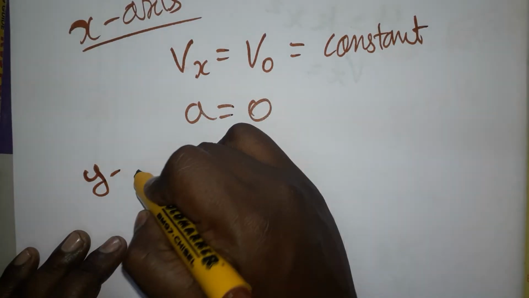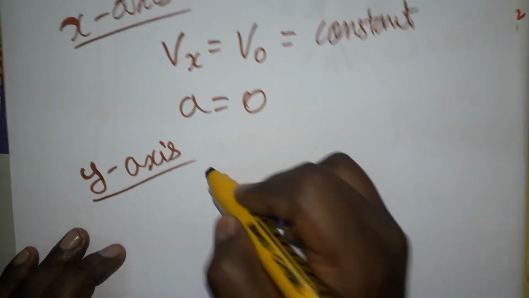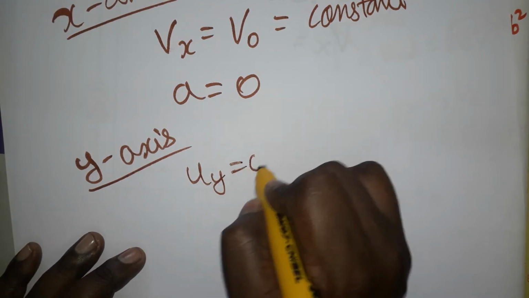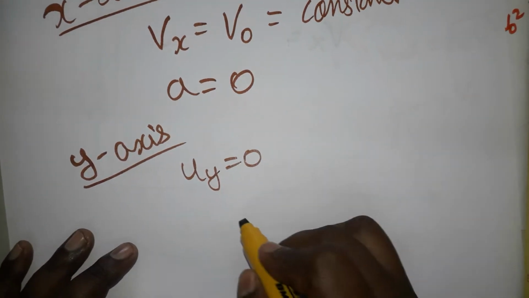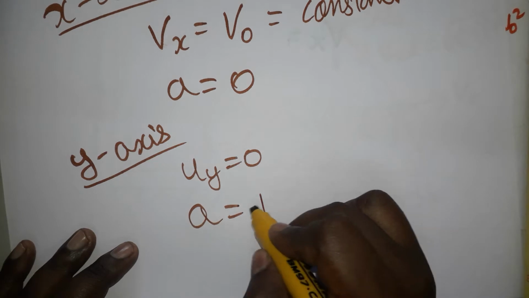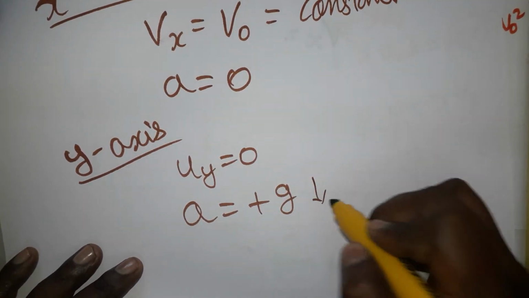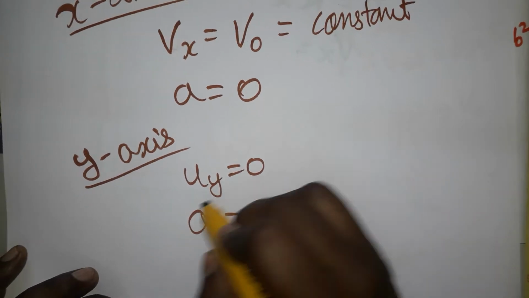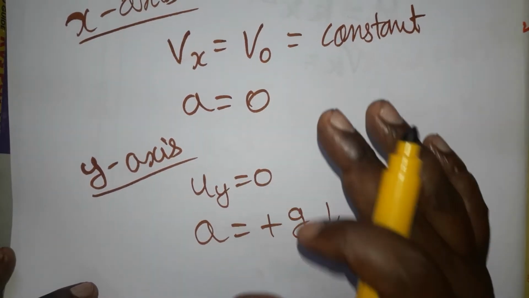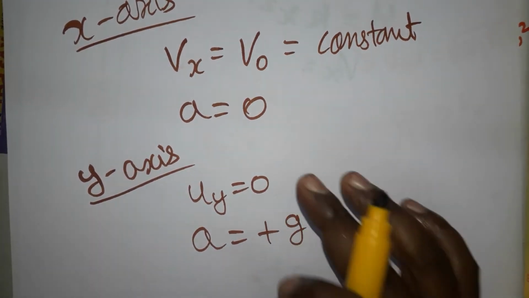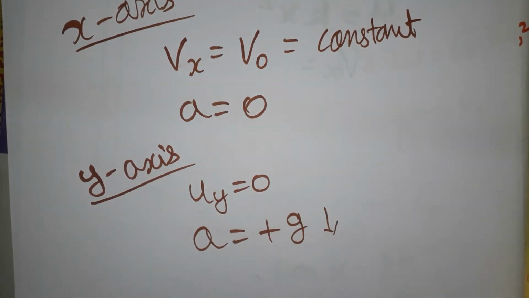Now the y-axis. For the y-axis, I am not given any initial velocity. Under gravity, it is towards the ground, so it is plus g. Or towards the ground you can take it as minus g. It is downwards, so I take plus g. The initial velocity will be 0. This concept we know from projectile motion, and I am going to use the same concept to find the answer.